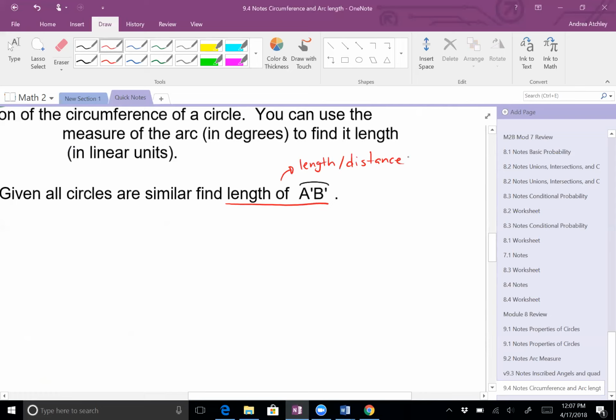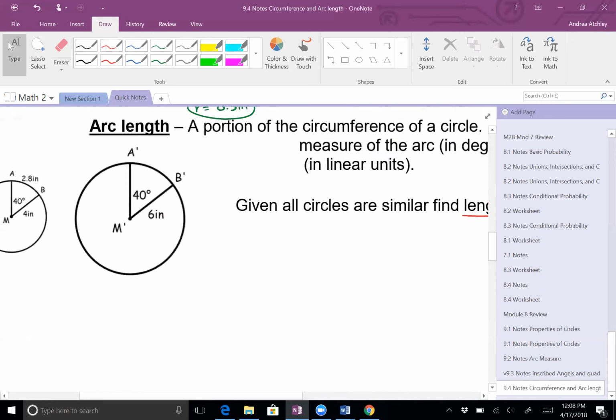So when it uses these words, length of arc A prime, B prime, they're asking you for a length or a distance. When I ask you to find the measure of arc A prime, B prime, I'm looking for degrees. And that's what we've found before. However, if you guys ever told me, like, hey, I want to build a circular garden in my garden.